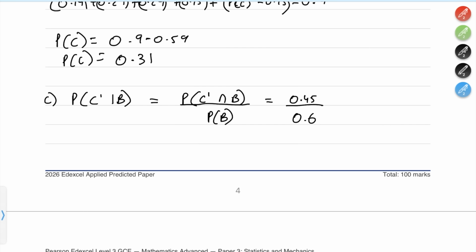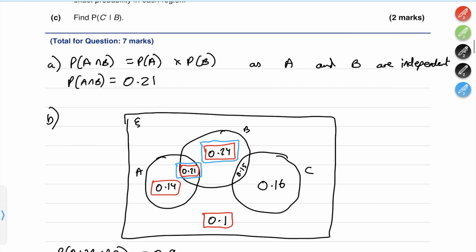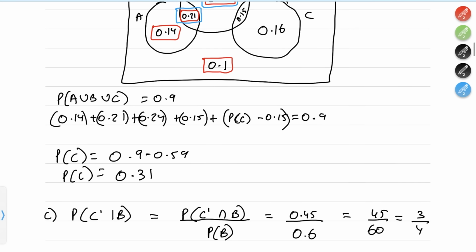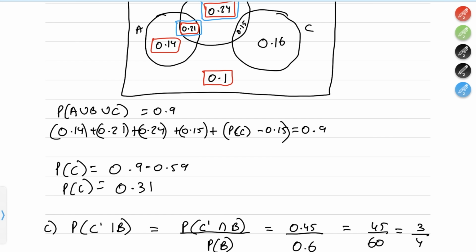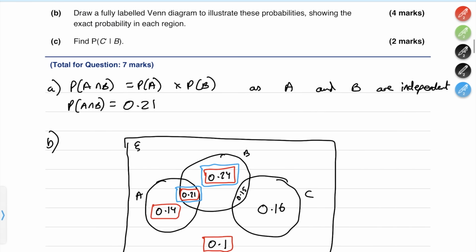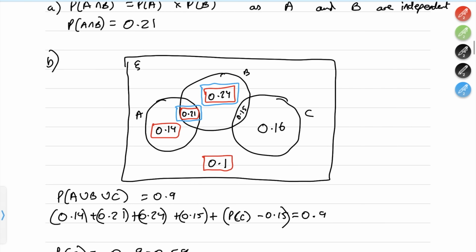So that is going to give me 45 over 60, which is 3 over 4. So some nice conditional probability there. I feel like if you use that logic of splitting up the events, looking at the complement of C and then looking at B and just seeing where they intersect, that can help you visualize exactly what you're looking for. And that's just a trick that I've always used to help me understand it. So that's question 2 done.